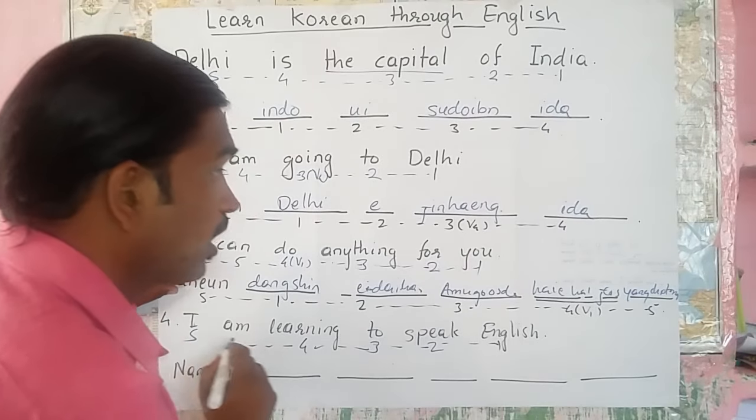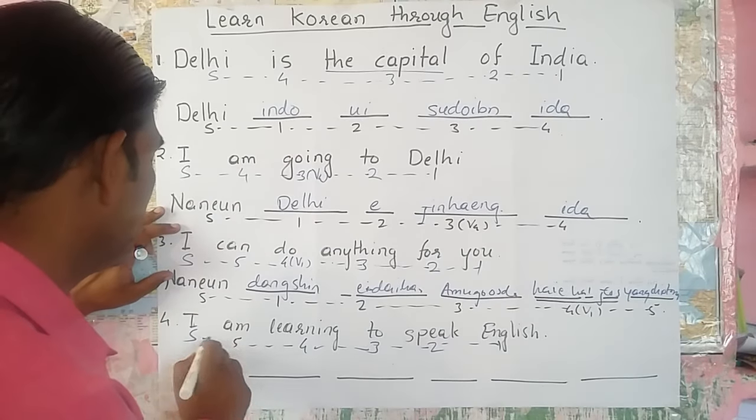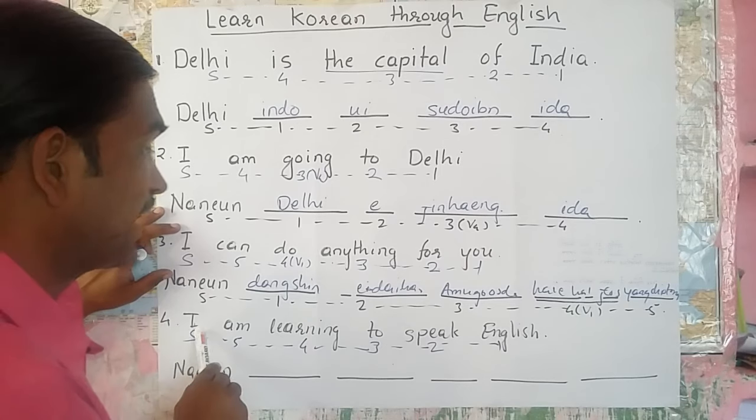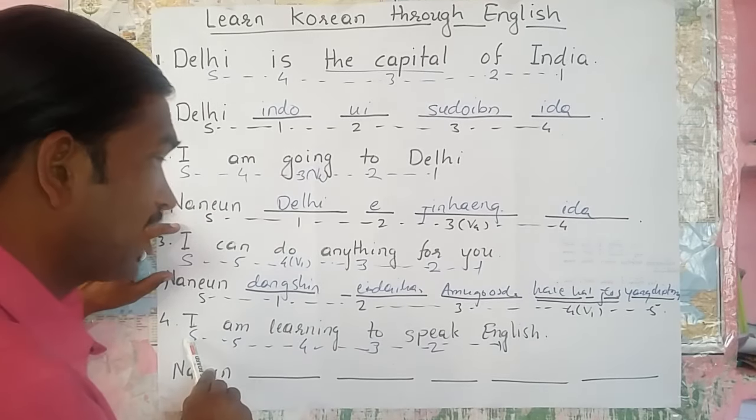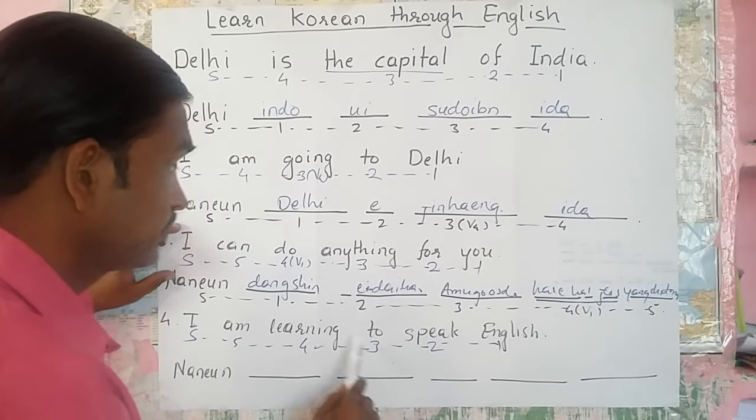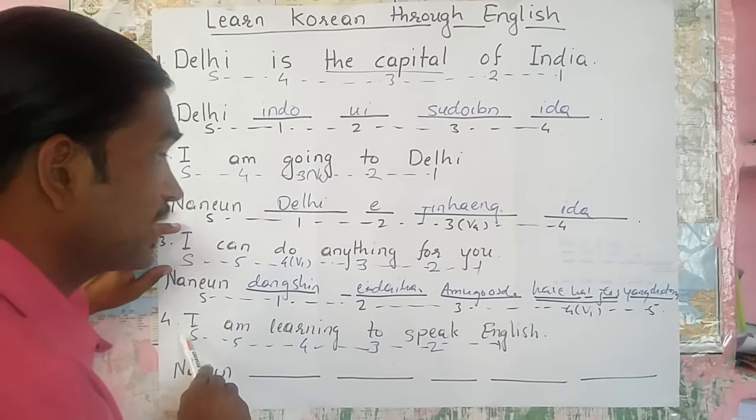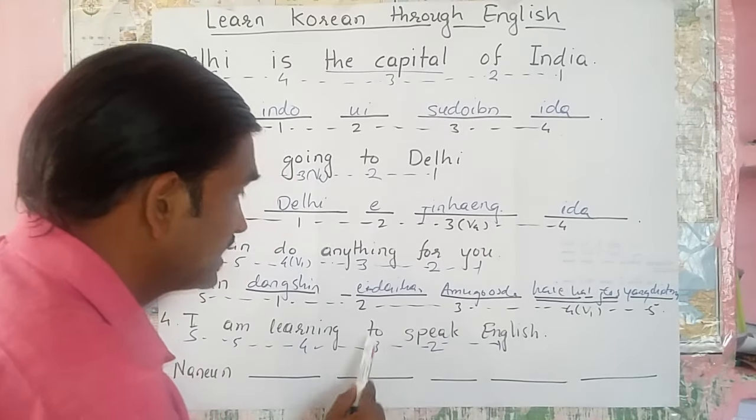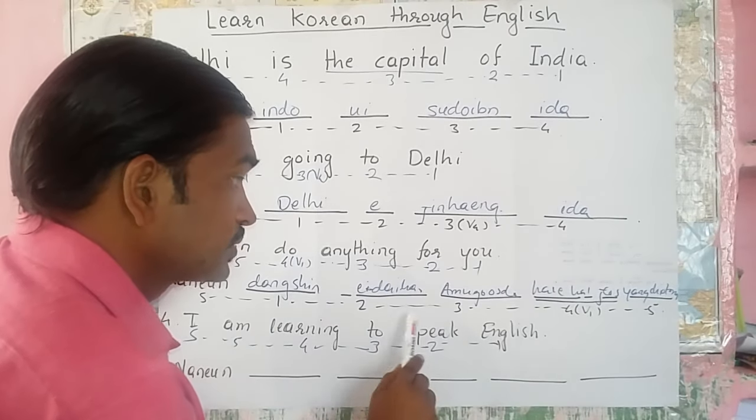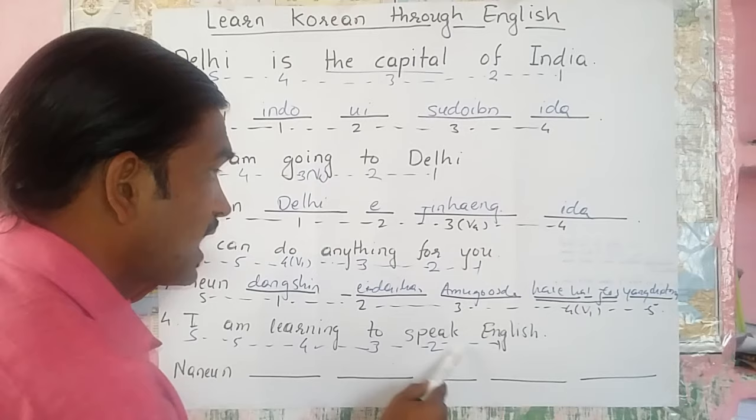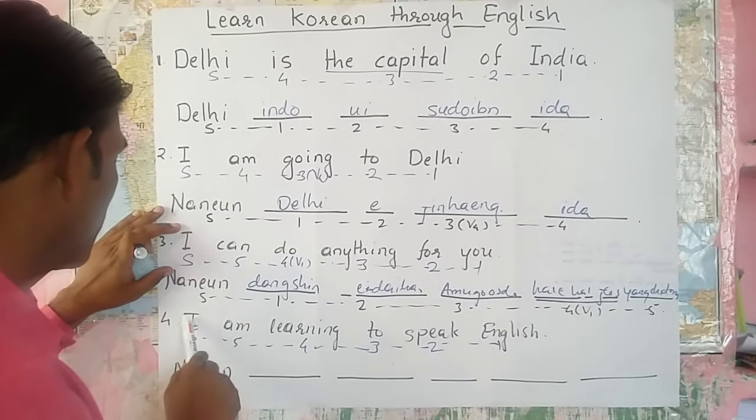Before three, above four is learning. By Yogi. For I am, Ida. By Yogi Ida. Look here. Nanyun. English Malhada E. By Yogi Ida.